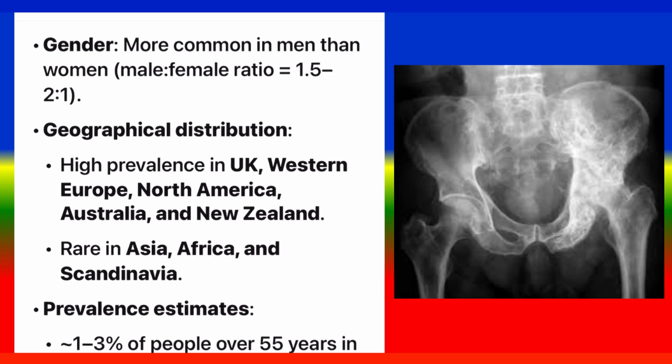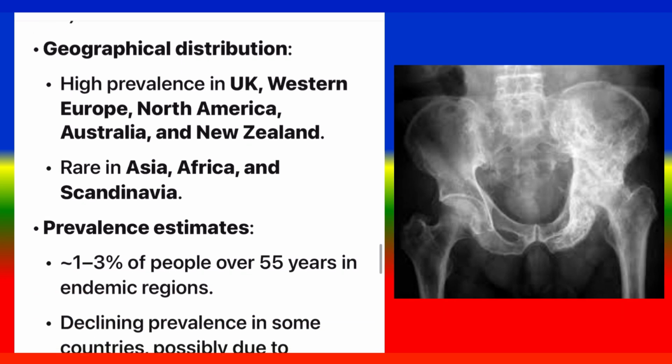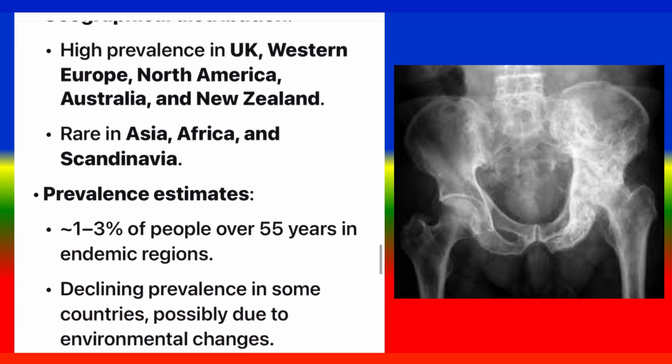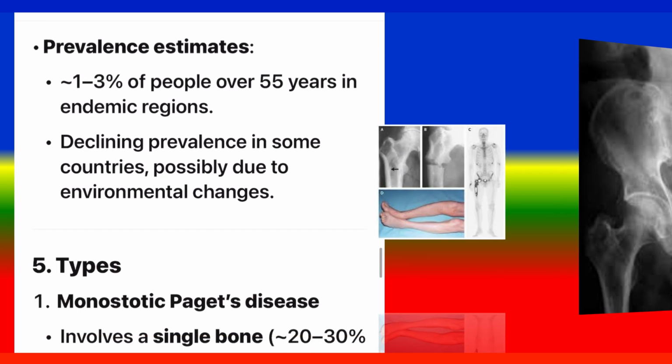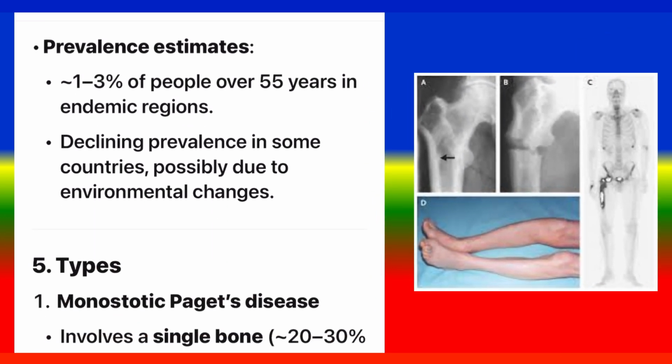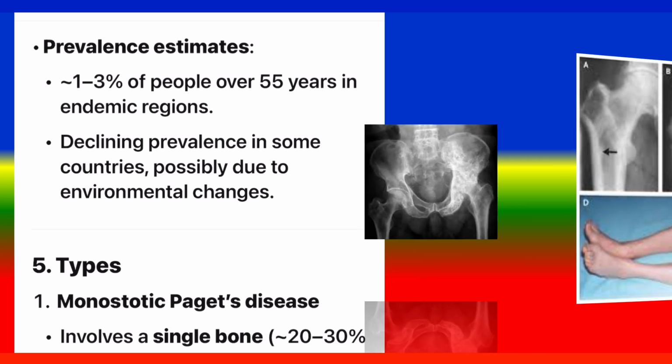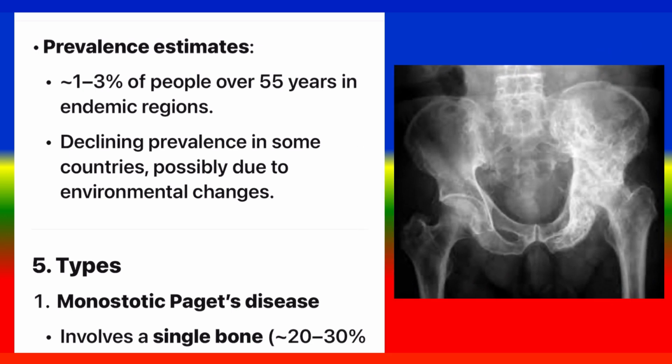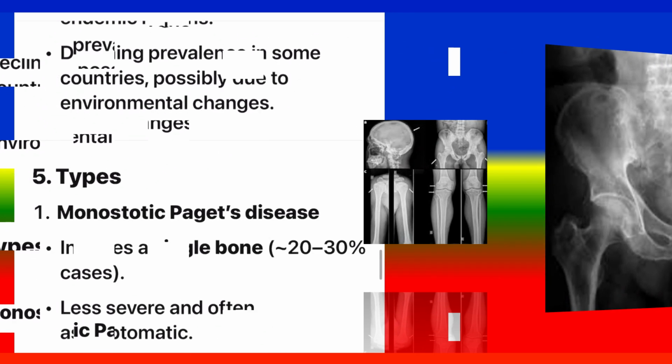Geographical distribution: high prevalence in UK, Western Europe, North America, Australia, and New Zealand. Rare in Asia, Africa, and Scandinavia. Prevalence estimates: 1 to 3% of people over 55 years in endemic regions. Declining prevalence in some countries, possibly due to environmental changes.